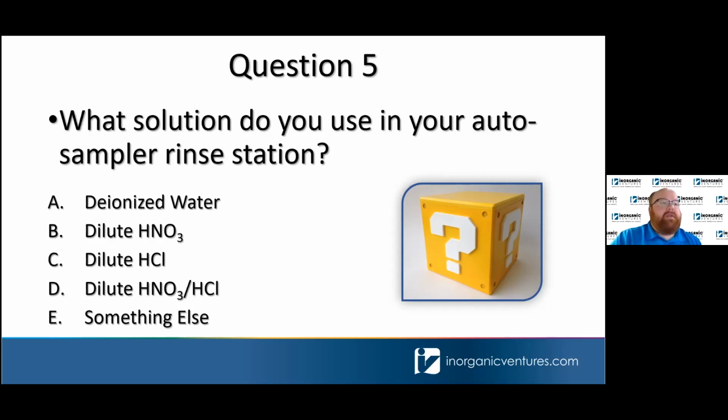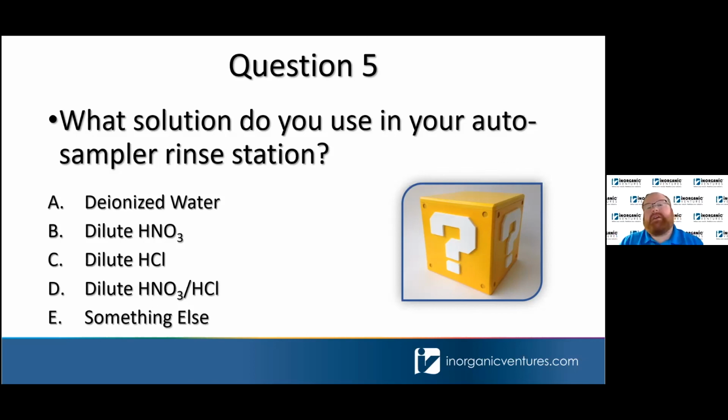Most are using dilute nitric. So that's, like I said, pretty standard. A lot of the mass speccers are going to gravitate towards that. The ones that are using a mixture of the two, that's a wise move. We're going to see why in a couple more slides. And I'm curious to know what the something else might be. 4% of you said something else, so maybe we can cover that in the question and answer session.